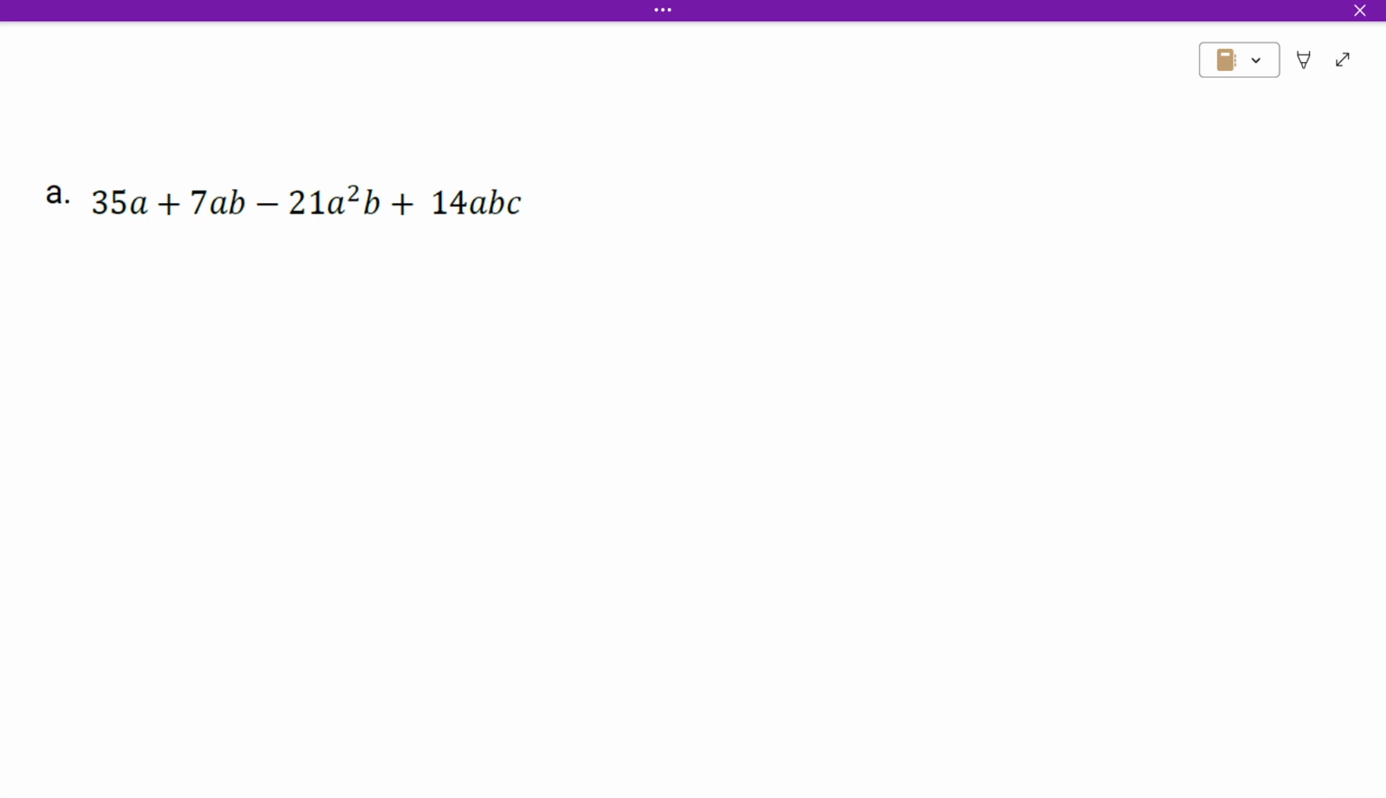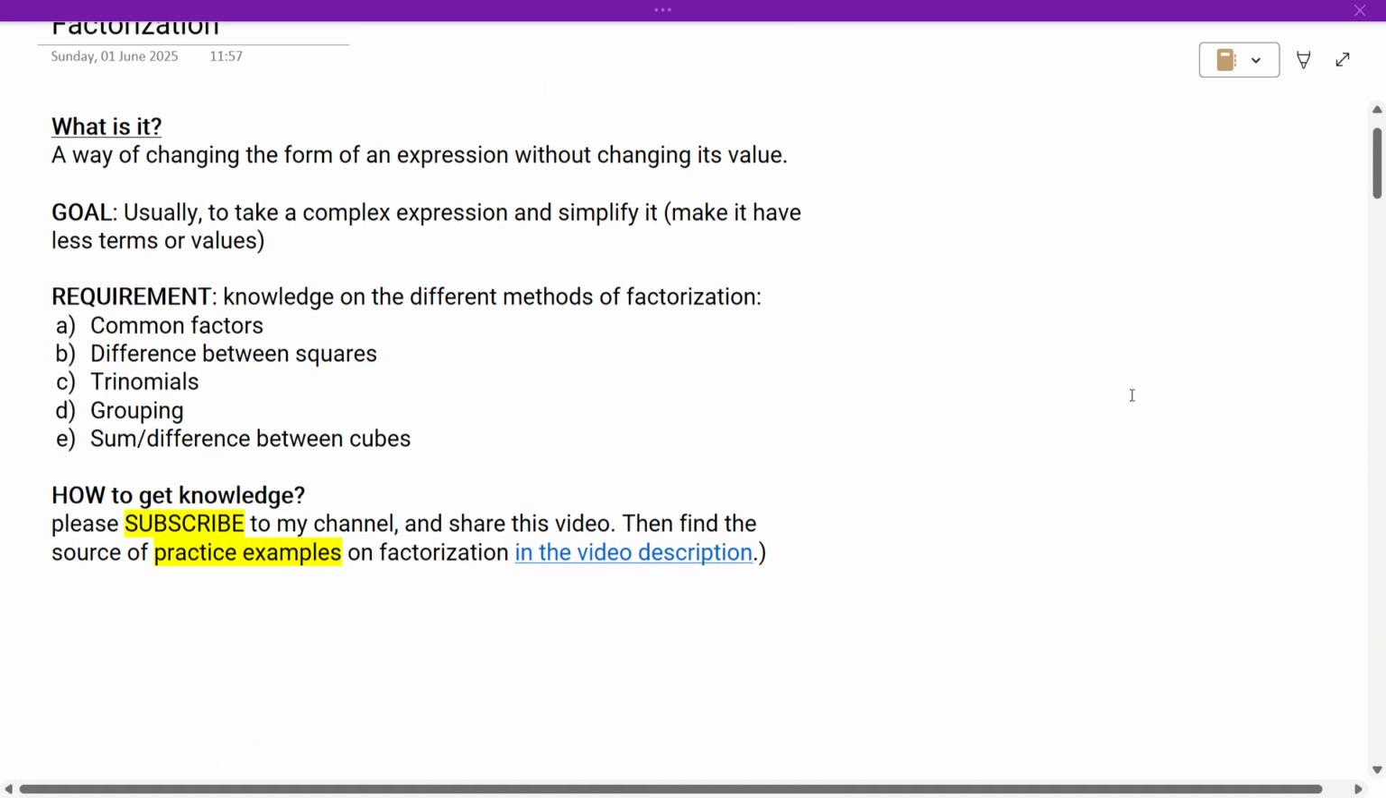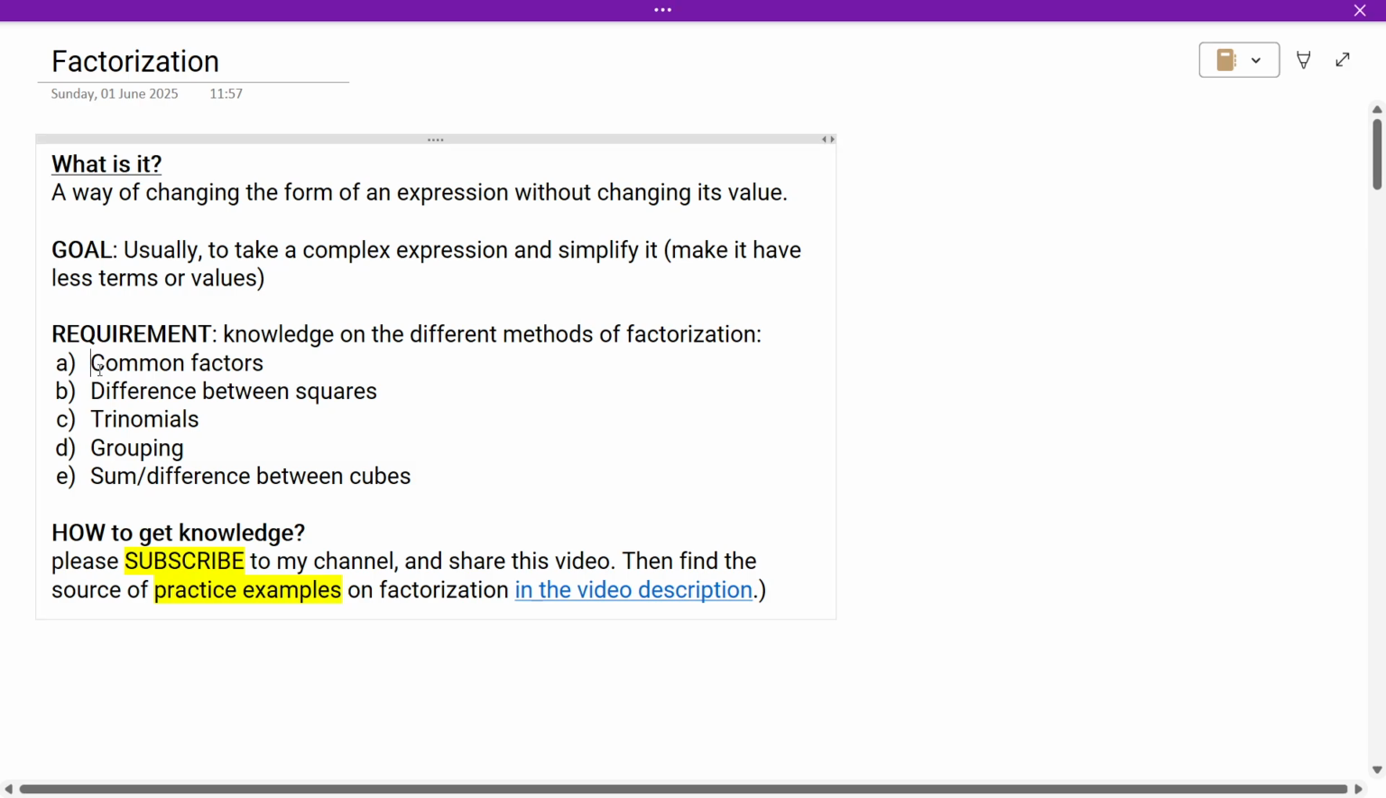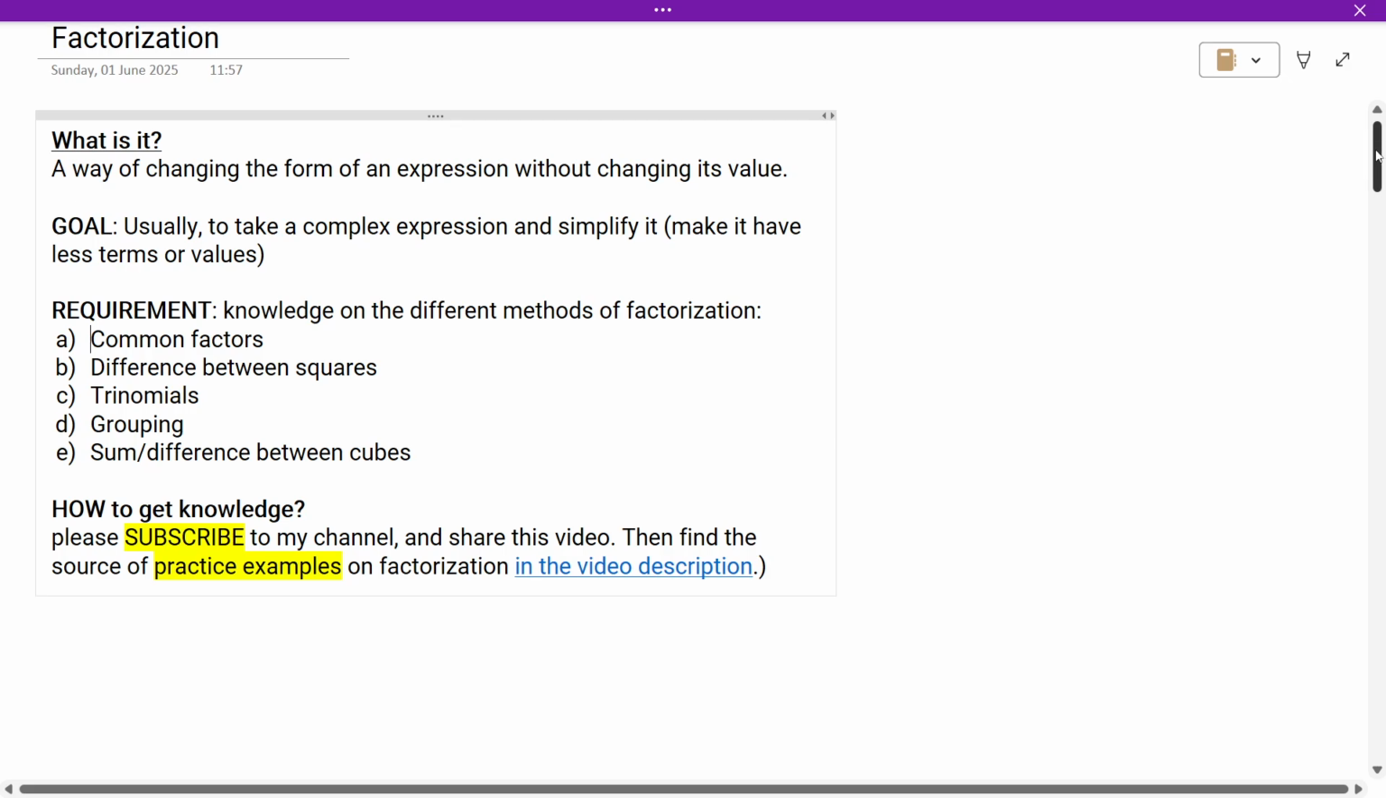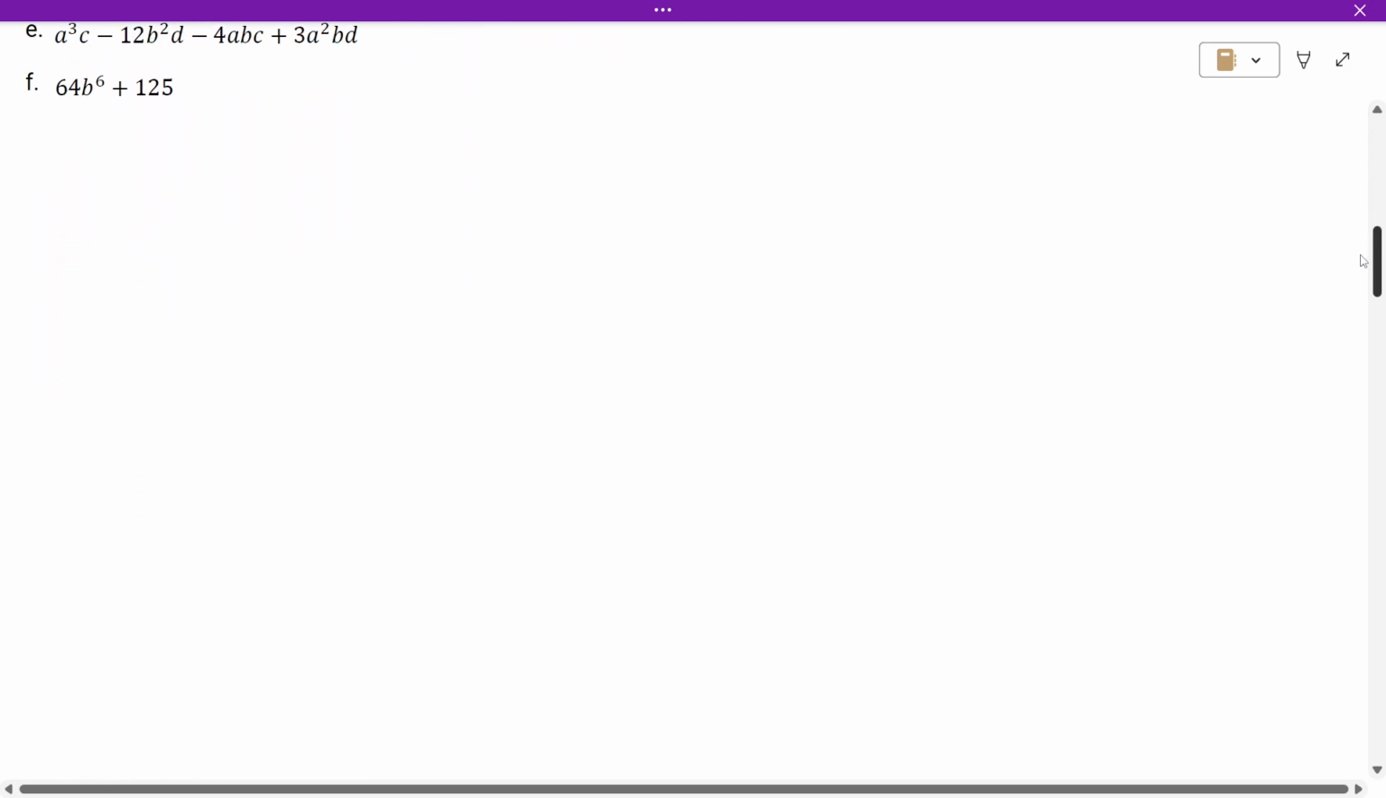The first one looks as follows. Now, a tip for solving any of these questions, and all of the questions, is to actually go through these methods of factorization one by one. I do recommend this approximate order: first checking your common factors, then difference between squares, trinomials, grouping, and sum and difference between cubes. You, by now in this video, should know these requirements, and if not, then please do check the other practice examples first.